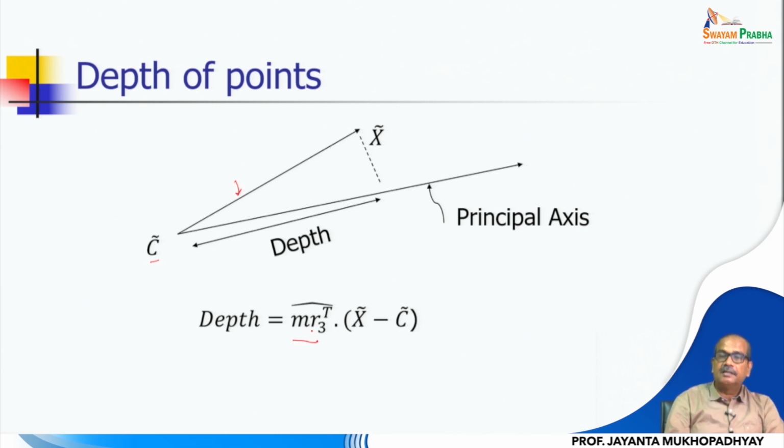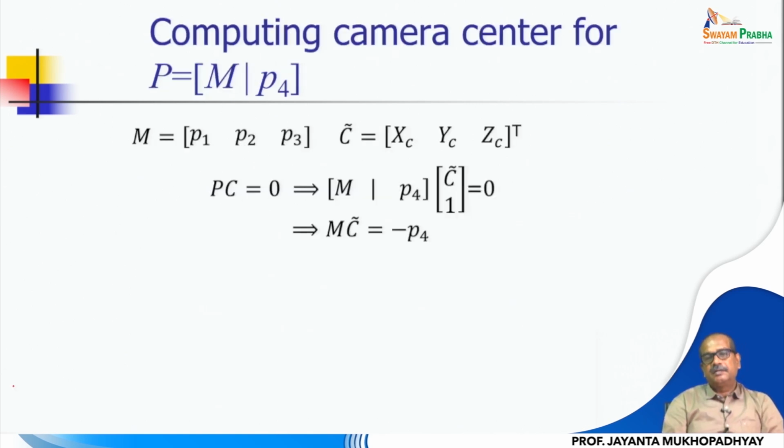MR3 is the first 3 elements of the third row vector. That gives the direction ratio of the normal of the principal plane and also the direction ratio of the principal axis. Now, the computation of the camera center we have already seen, and there we have seen that we can compute it using the inversion of M.